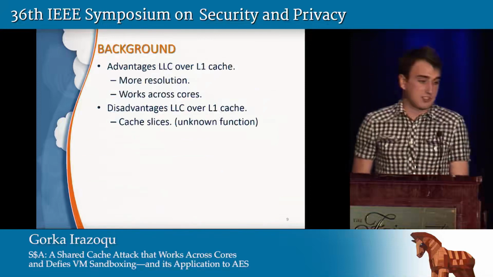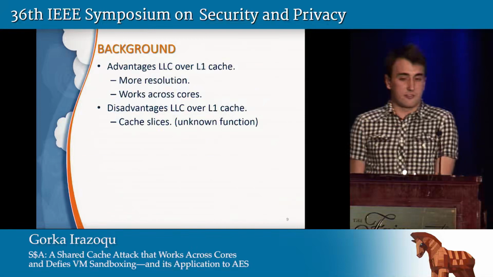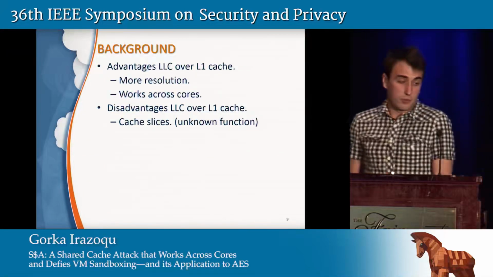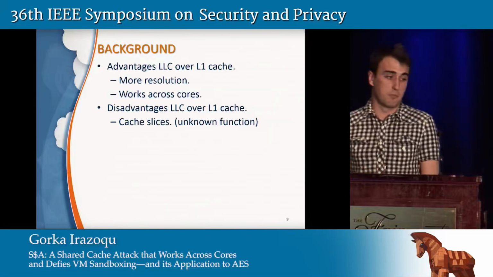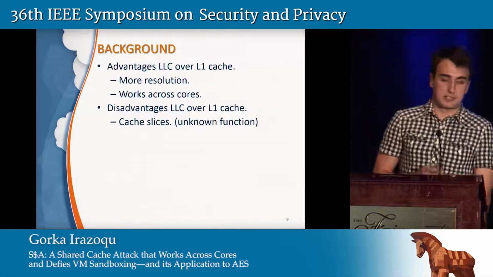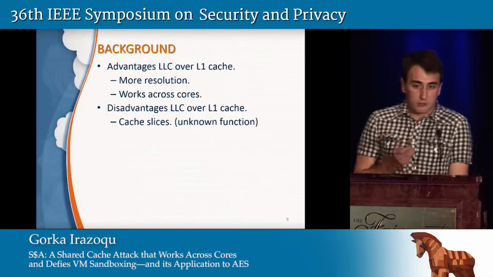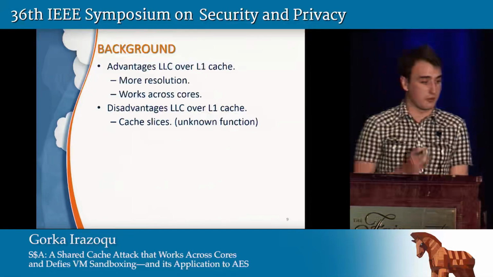But still, there are some advantages of going to a last level cache compared to the level 1 cache. First of all, we have more resolution. Last level cache accesses compared to memory accesses are much more distinguishable than level 1 and level 2 accesses. And also, we can work across cores. This is important. We don't have to be collocated in the same core anymore. This is a much weaker assumption than before.